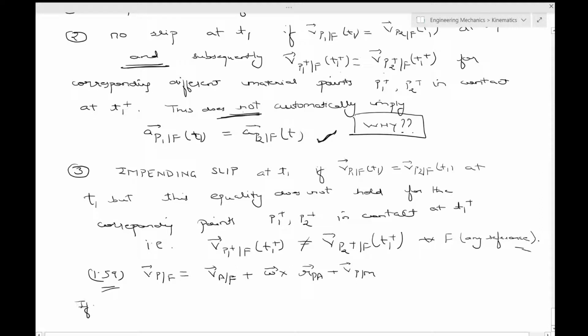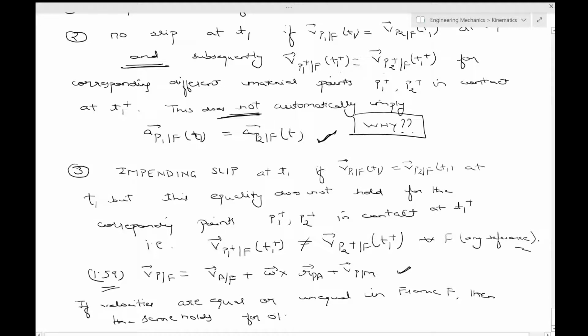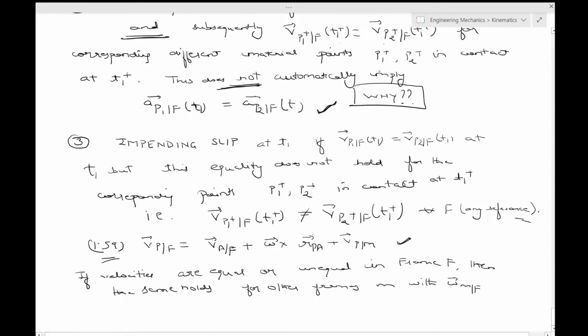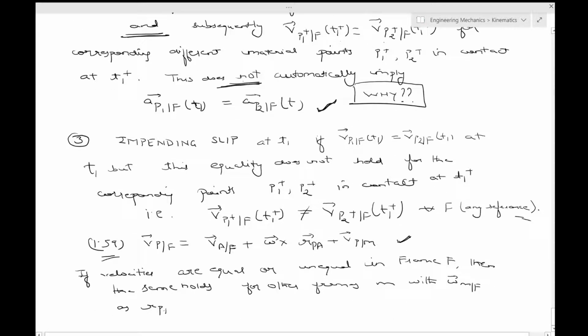Now using this we can say that you can write it for points P1 and P2 separately in the same exact equation 1.59. You can write two equations, one for P1, one for P2. So if velocities are equal or unequal in frame F, then the same holds for other frames M with omega M with respect to F, as R_P1P2 is equal to 0 at T1.